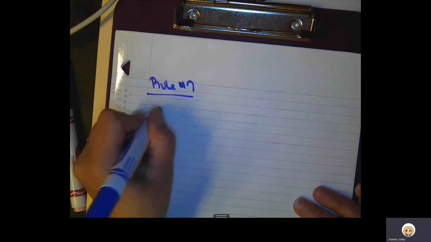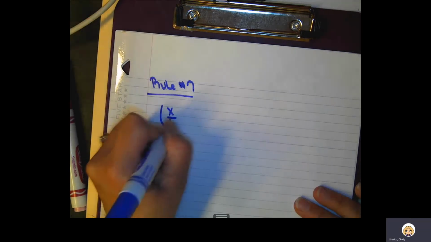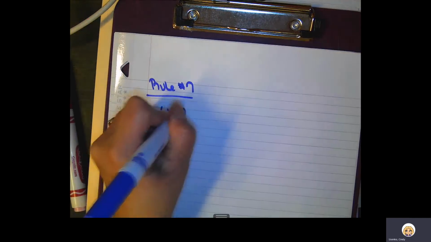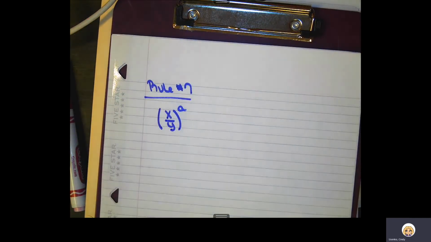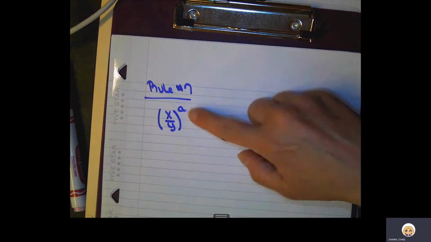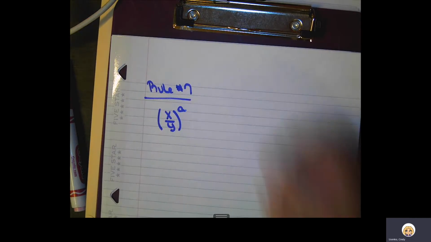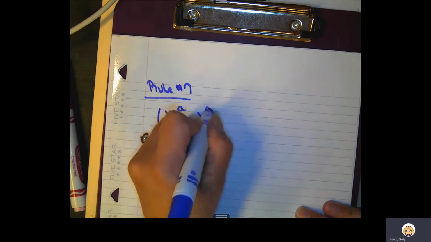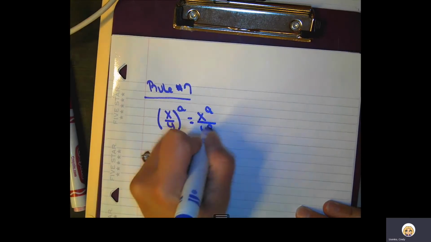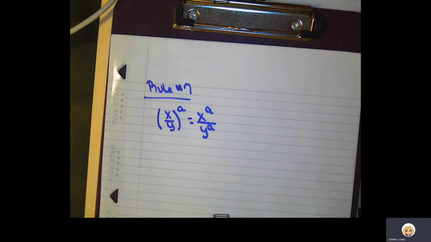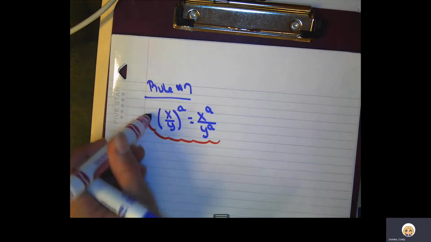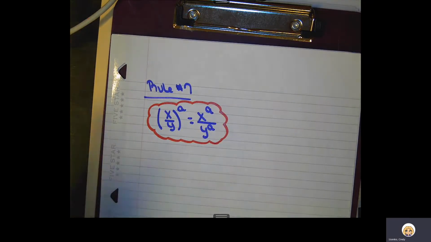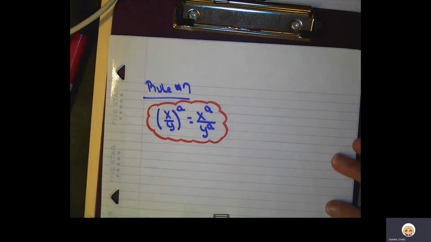If we have a fraction and it looks like x over y in parentheses, and then we have an exponent on the outside, just like rule number 6, we are going to give this exponent to both the pieces in the numerator and the denominator. So this is the same as x to the a power over y to the a power. So this is our rule. When you see this, the exponent goes to both. So here's an example.